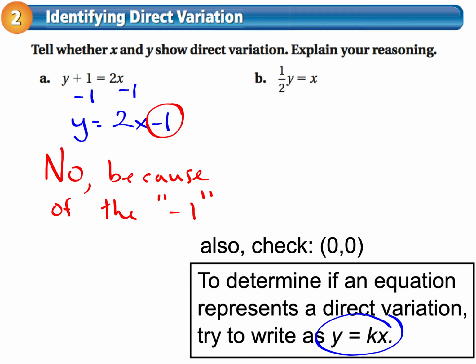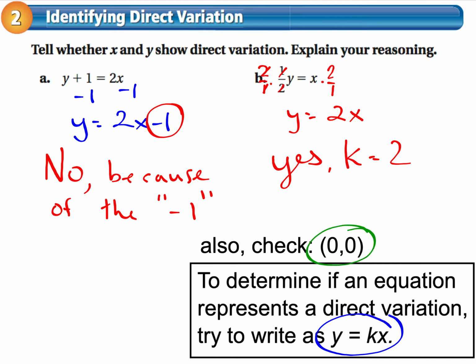Okay. This next one, it does have one number equals the other number times a specific number. So this one definitely is direct variation. If we want it in the form y equals kx, we can multiply by 2 over 1. And we get y equals 2 times x. And then we can see that k is just 2. Now I mentioned a couple of minutes ago that you could also check 0, 0. Now, this doesn't guarantee that it's going to be direct variation, but if it fails this test, it guarantees that it is not direct variation.